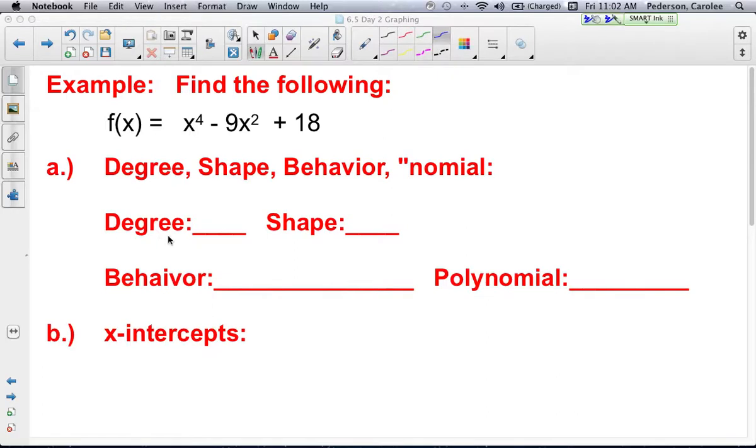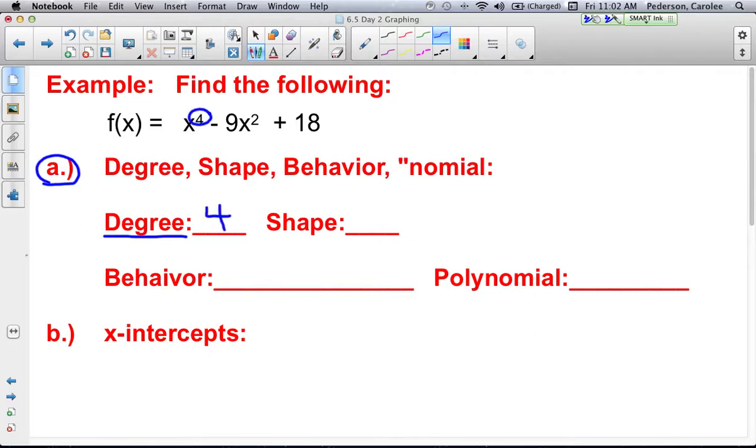First, we'll identify the degree. The degree is 4. So that tells me that I have either the shape of a W or an M. And we'll identify which one in just a little bit.